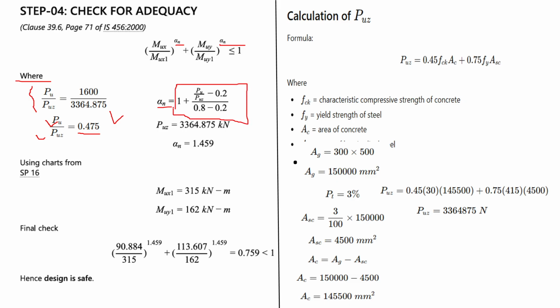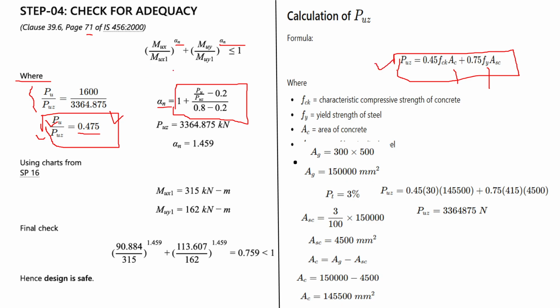And how will you find that? I'm going to the table on page number 71. We just got the value of the ratio PU upon PUZ. PUZ you have to find using the formula 0.45 FCK AC, area of the concrete, plus 0.75 FY AS, where FY is the grade of the steel and AS is the area of the steel. We have already used AS as 3%. So simply using this formula you will find out the PUZ.